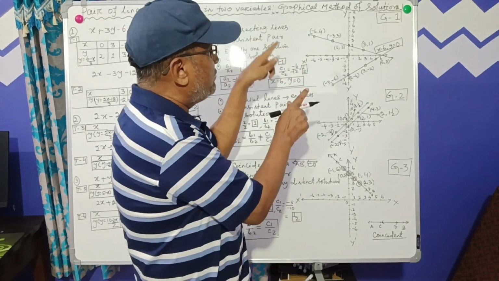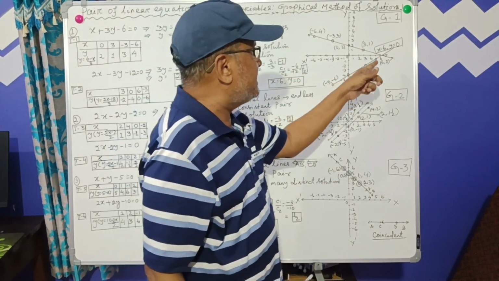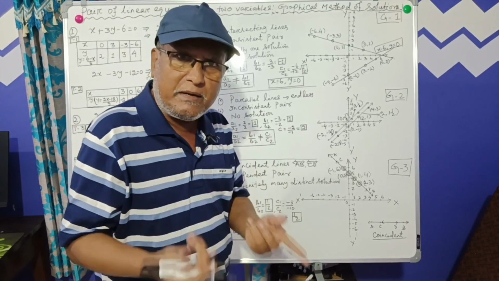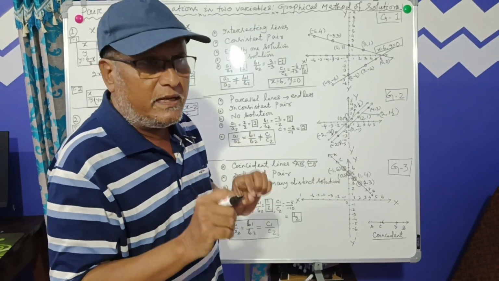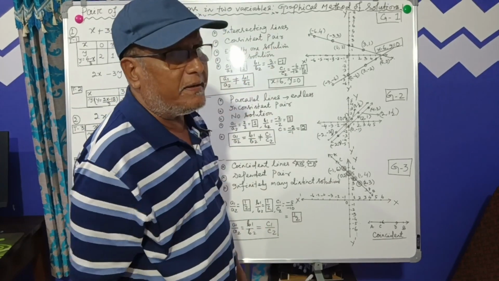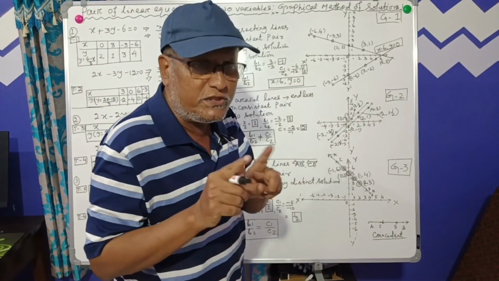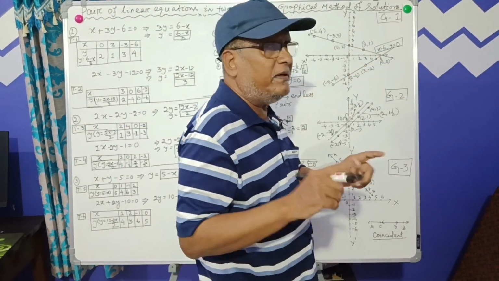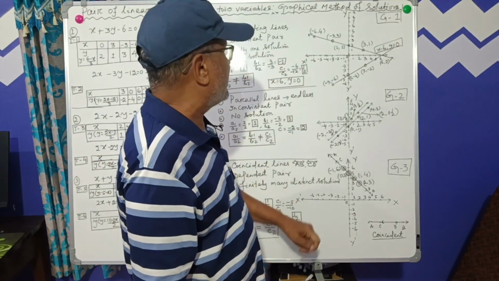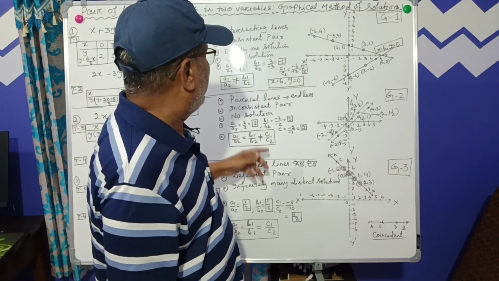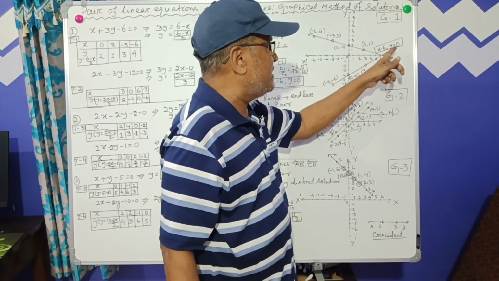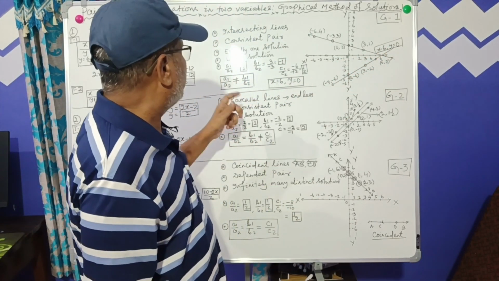Intersecting lines. Now you see two lines intersect at a point. That point is described by two coordinates, that is x coordinate and y coordinate. They are a consistent pair. The pair is consistent, means they have exactly one solution, and that is a unique solution. Here we got the solution x is equal to 6 and y is equal to 0.